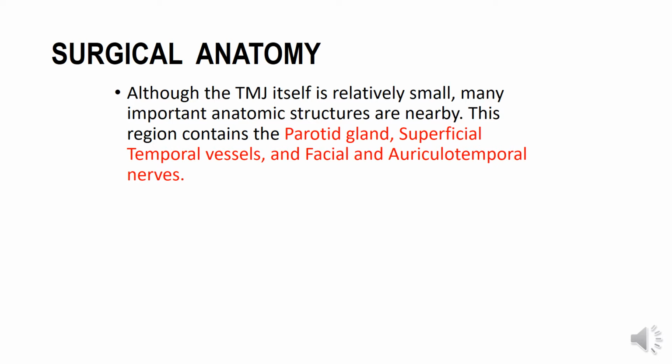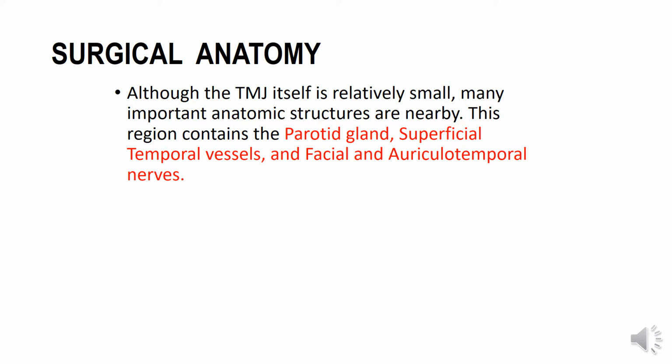So what is the surgical anatomy of temporomandibular joint? The surgical anatomy is that the temporomandibular joint itself is small. It has got many important anatomic structures nearby. So when you are going to go for a surgical procedure in relation to TMJ, you need to know in detail about the anatomy of the TMJ so that you don't end up in complications after the surgery.